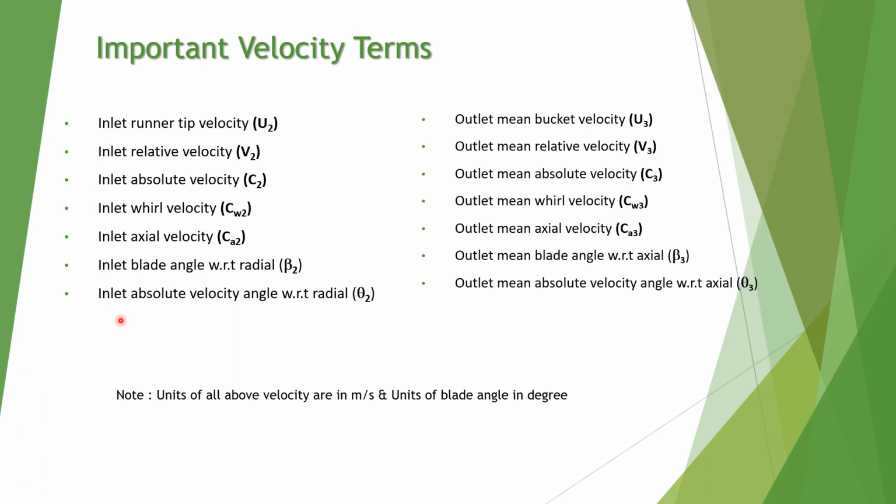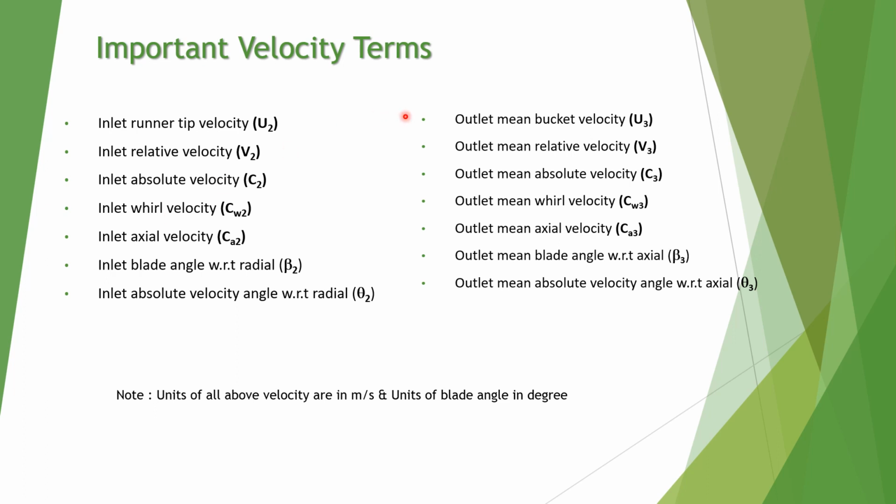So these are the inlet conditions. This is the outlet condition for the Francis turbine velocity triangle. So inlet blade velocity is u2, inlet relative velocity is v2, inlet absolute velocity is c2, inlet whirl velocity is cw2, inlet axial velocity is ca2, inlet blade angle with respect to radial is beta 2, inlet absolute velocity angle with respect to radial is theta 2.